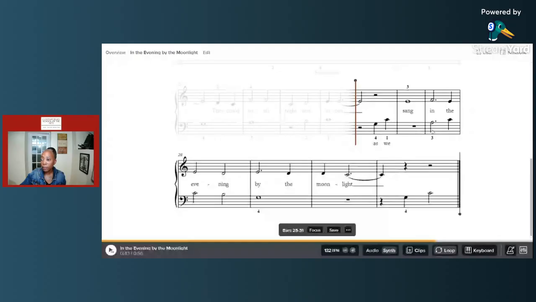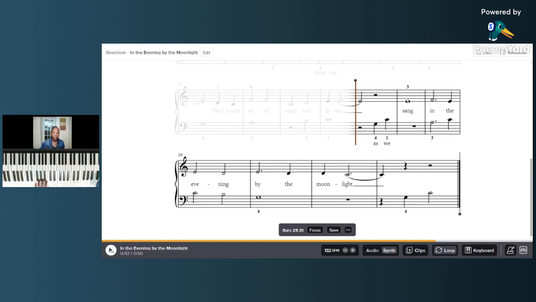Okay, let's go to your video submission of In the Evening by the Moonlight. So let me share my screen here. Okay, so you can see I have sectioned off just the last couple of measures. And I want you to be careful with your rhythm. Okay, so we know that we're in the middle C hand position. Here we are. And so you have, as we sang, in the evening.